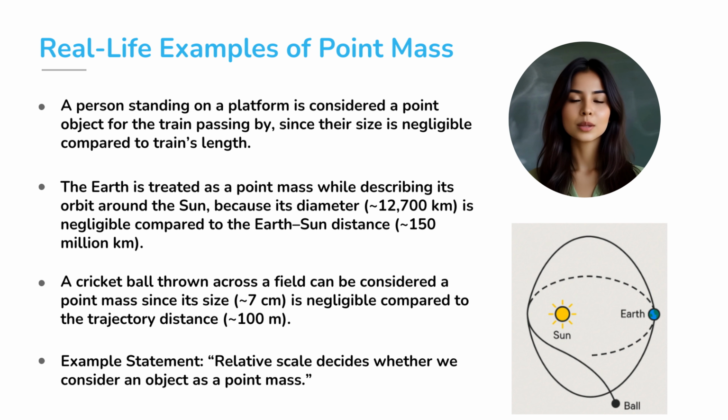Or take a cricket ball flying across the field. Its diameter is about 7 centimeters, while its path covers more than 100 meters. Once again, we treat it as a point mass to simplify our analysis.